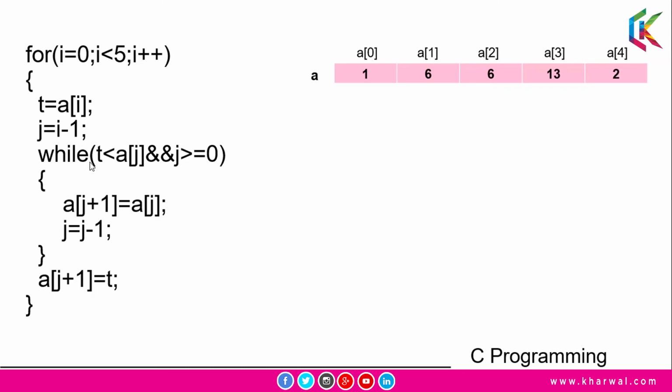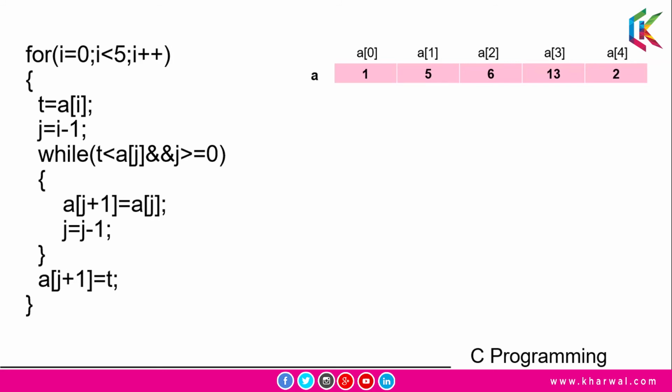So 5 less than a of 0, and the value at a of 0 is 1. So this condition is false, and 0 greater than equals to 0. This condition is true. So true and false will return false. So these two statements will not be executed now, and after that this statement will be executed. So a of j plus 1 equals t. So the value of t, that is 5, will be assigned to a of 1 here like this. And then i plus plus will be executed.